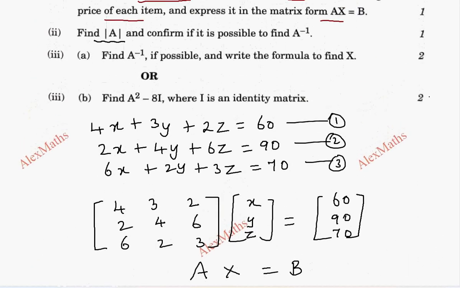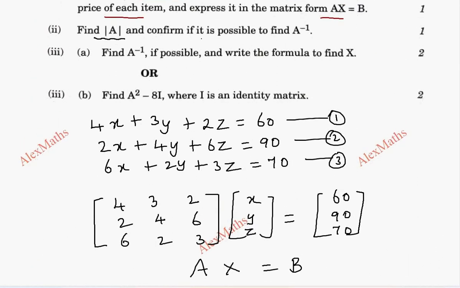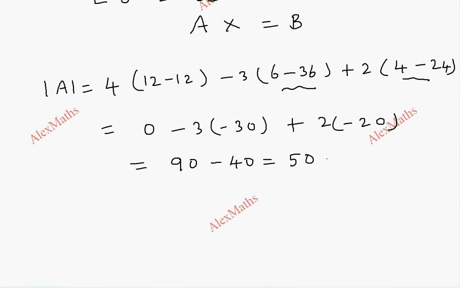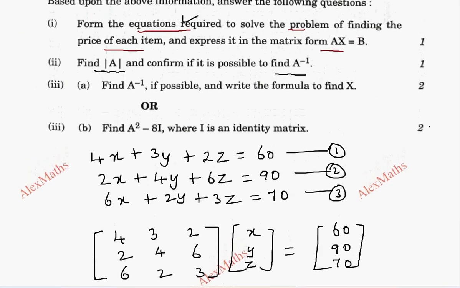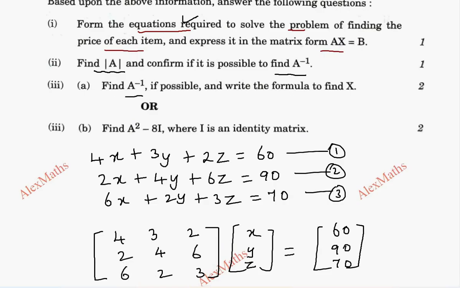So we got determinant A, and confirm if it is possible to find A inverse. Since the determinant A is not equal to 0, it is possible to find A inverse, because you can say A inverse exists since determinant A is not equal to 0. Then third subdivision, find A inverse, if possible. Write the formula to find the x.